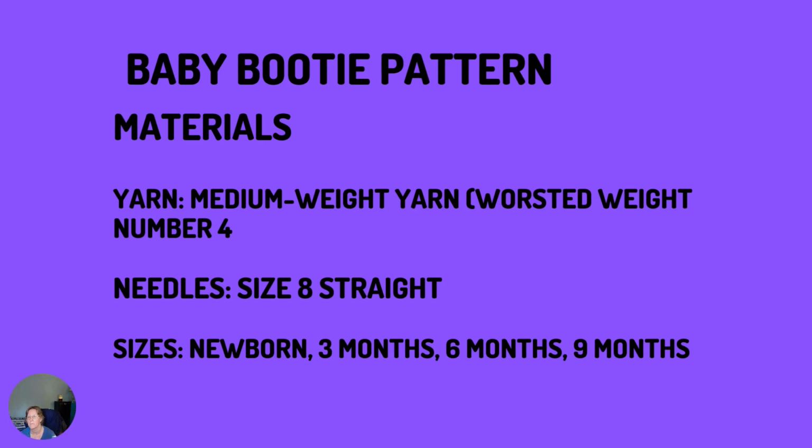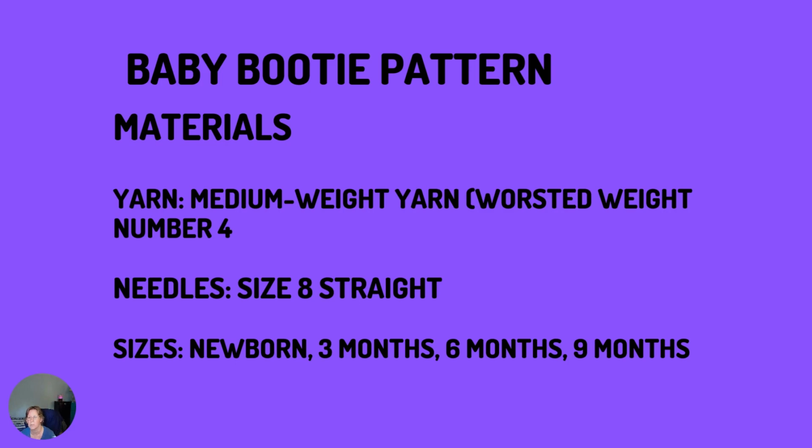Here's our pattern in our first project that we're going to go over. Okay, how exciting. Anyway, we'll be using medium weight yarn, which is also called worsted weight, and it has a number 4 on the skein, so you know you're using the right weight of yarn. Your needles should be size 8, US size 8 straight needles.